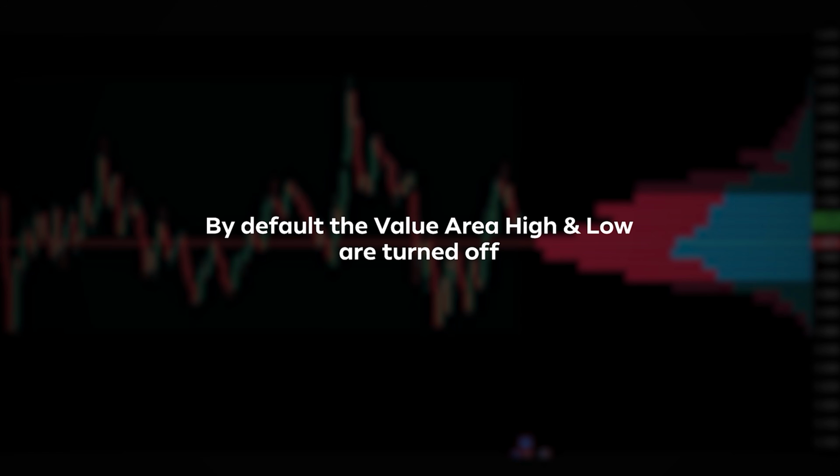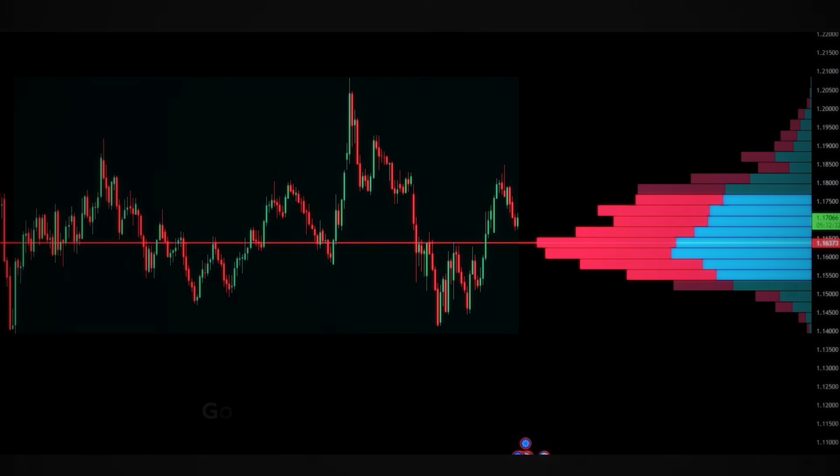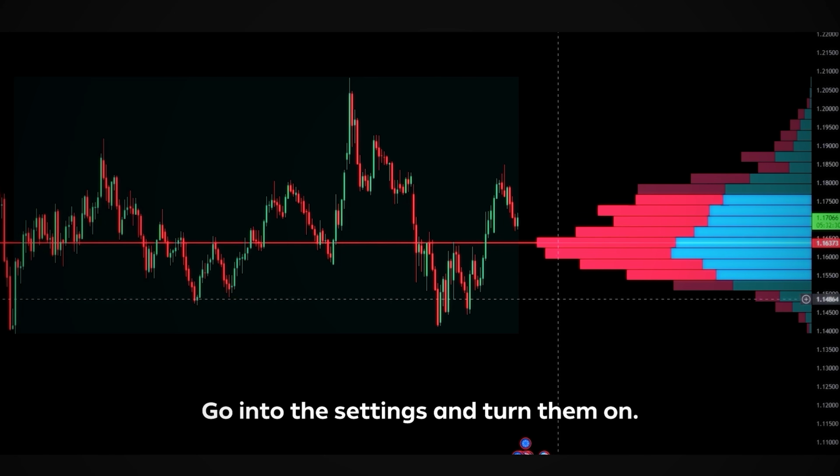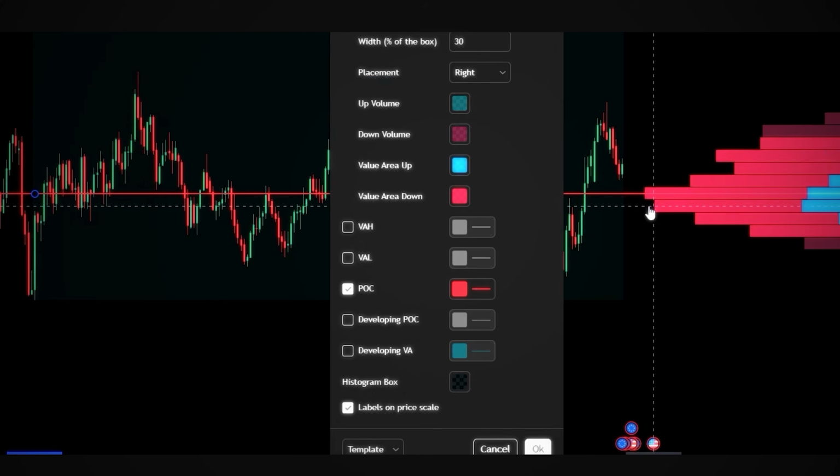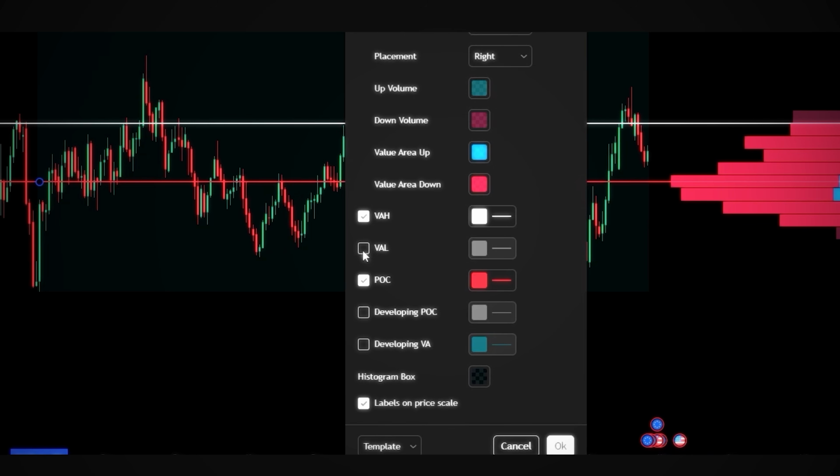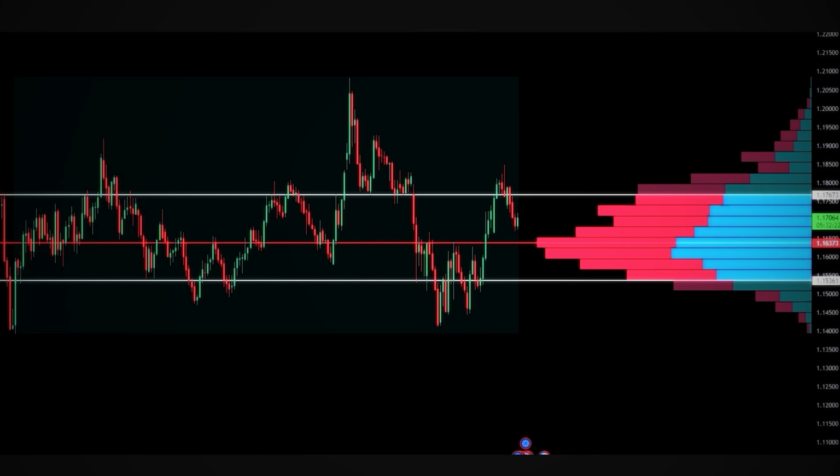Pro tip: by default, the value area high and low are turned off. Go into the chart settings and turn them on. You'll instantly get 2 extra high probability levels on your chart. Combine these with Fibonacci, horizontal support and resistance, or any of your other tools, and you'll be building real confluence.